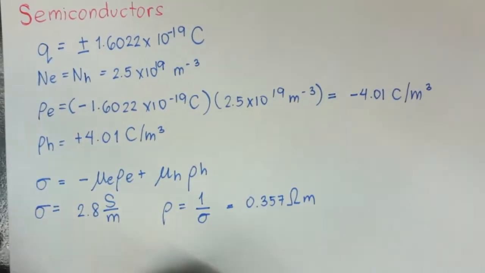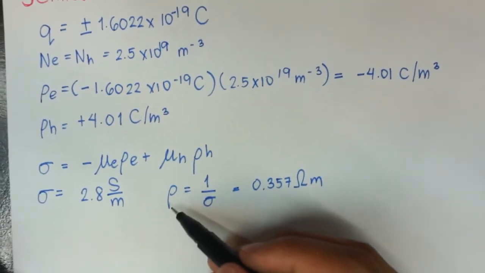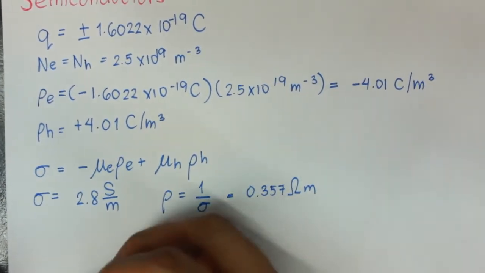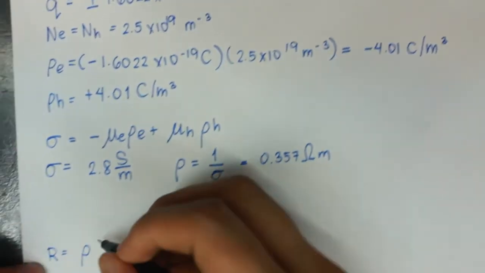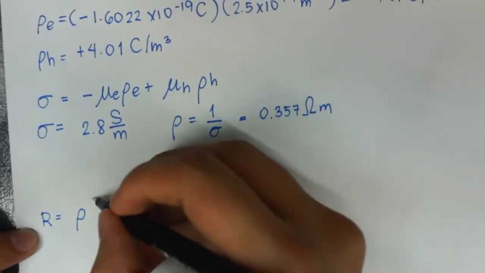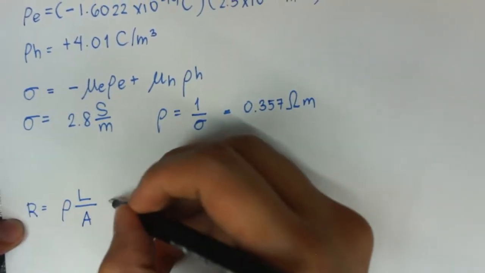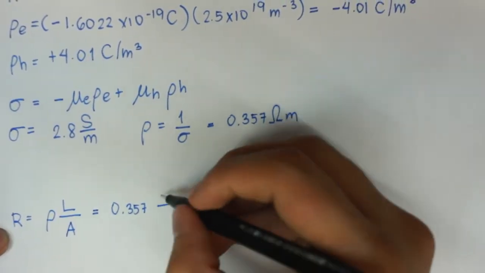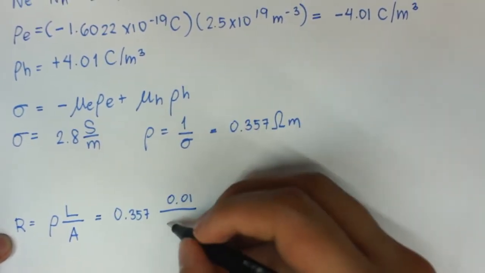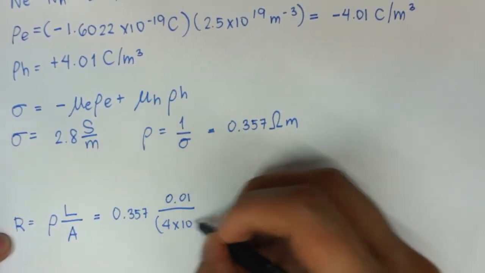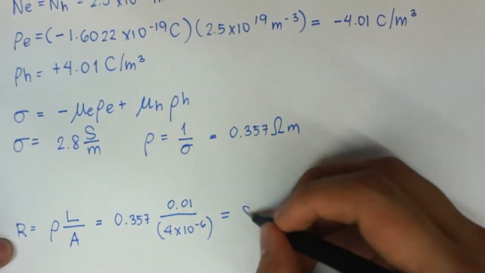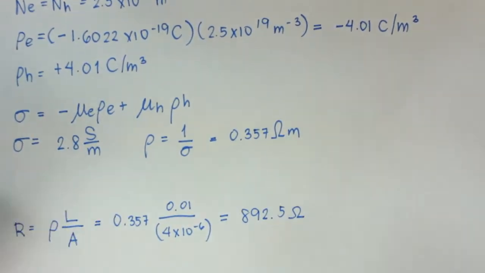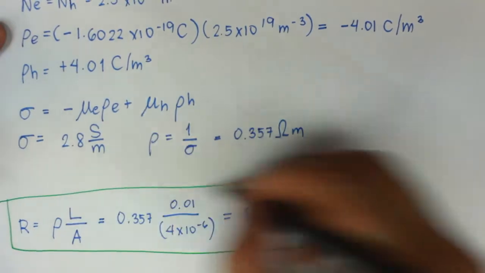And then the next quantity, resistance. We are given the resistivity. Resistance is just a function of the geometry of the material. So R equals resistivity, that's ohm meter, times length over area. So equals 0.357, then in meters, the 1 cm is 0.01, times the surface area. Right away, that will give us 892.5 ohms. So this problem is very easy.